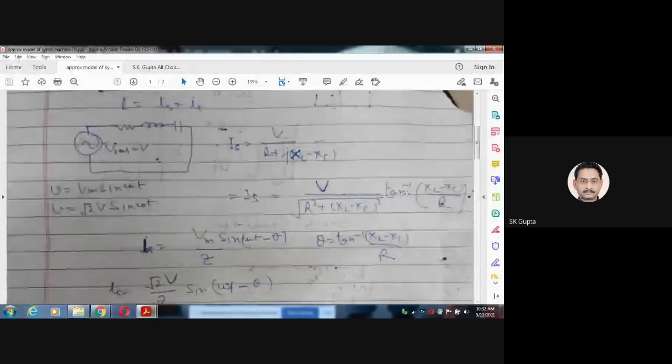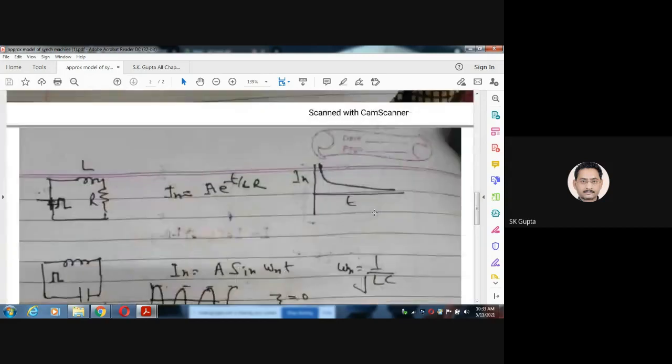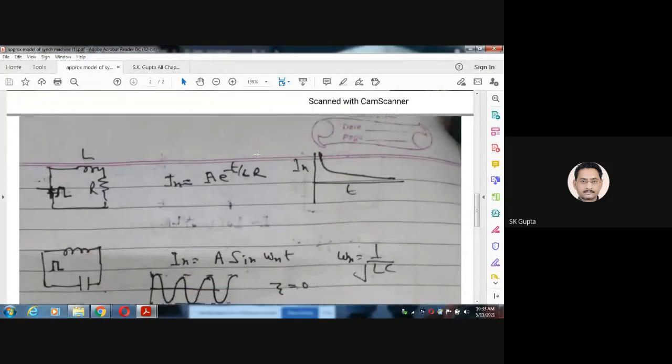So this is there, and this can be written simply as V by Z, sin(omega t minus theta), where theta is the power factor angle given by this. This is the steady state current, not the actual current flowing. The actual current will be this forced current plus the natural or transient current. Again, we have seen that when there is only inductance and resistance, it was the natural current with time constant L by R.